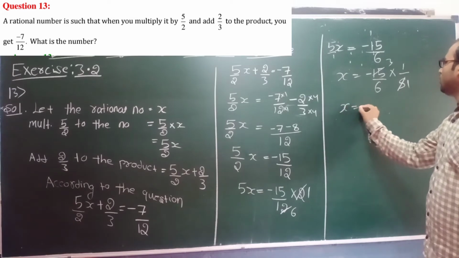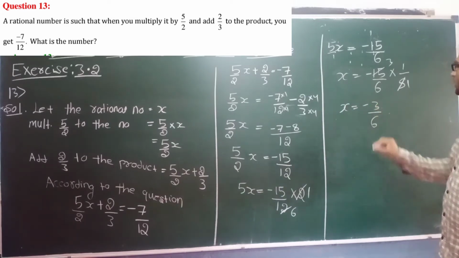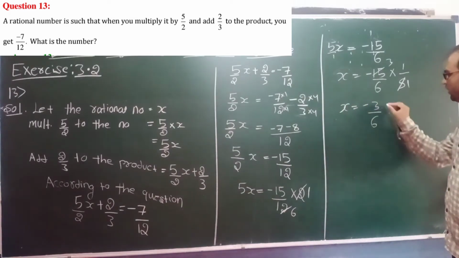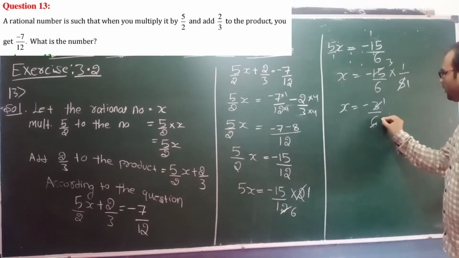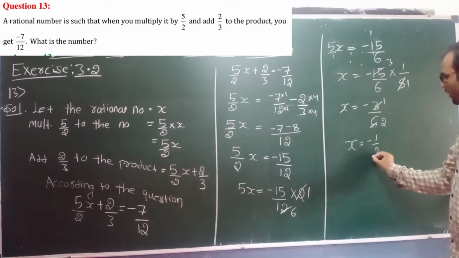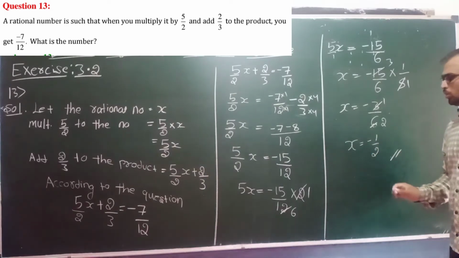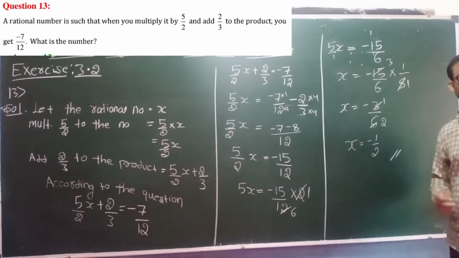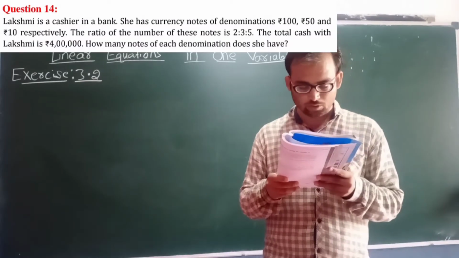x is equal to minus 3 by 6. Again it can be cancelled. 3 1s are 3, 3 2s are 6. Last what you can get? x is equal to minus 1 by 2. Okay, so what is this, students? The rational number which we need to find is minus 1 by 2. Students, now let's see 14th question.